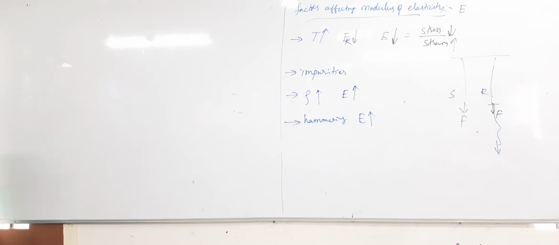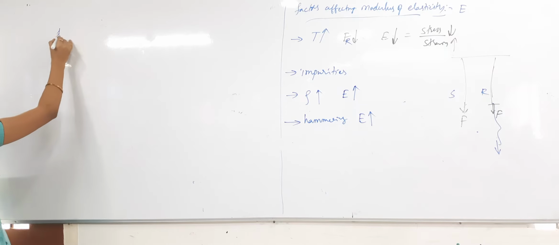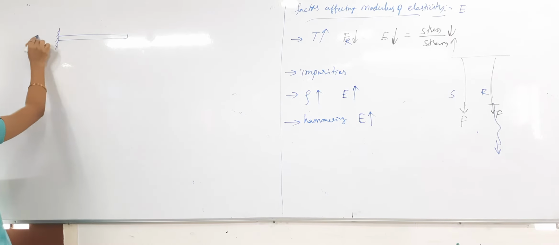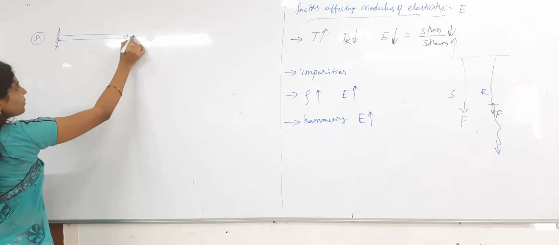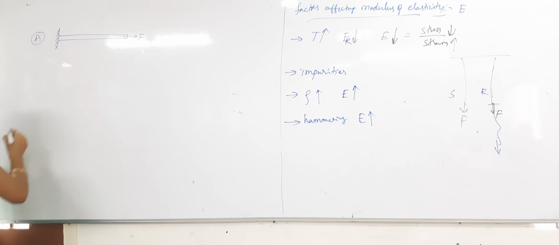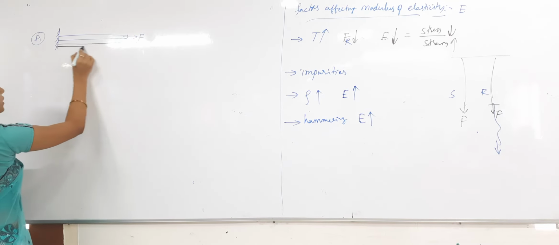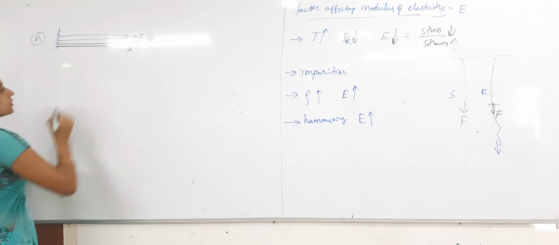So for example, if I take two materials, let me take the material A. On this I am applying a force F, and whenever I apply the force F, it gets an elongation. How much? Delta x. So this is the x.